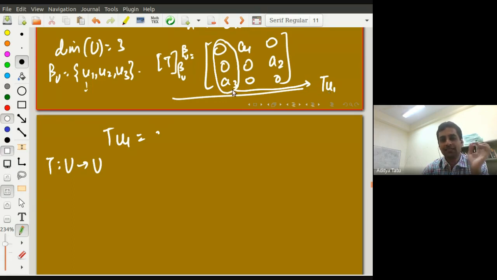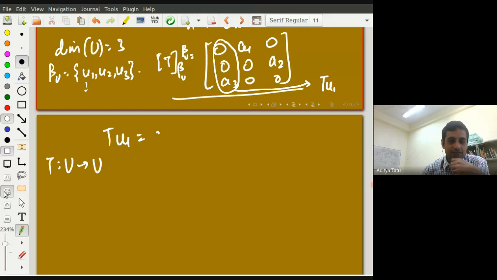00A3 is an element in F3, isn't it? Yes, sir. 00A3 need not be a vector of the vector space U. So again, answer my question. What is TU1 if I give you the first column vector here?